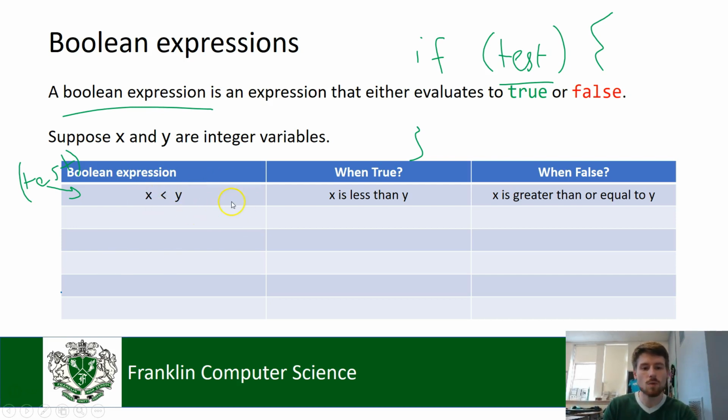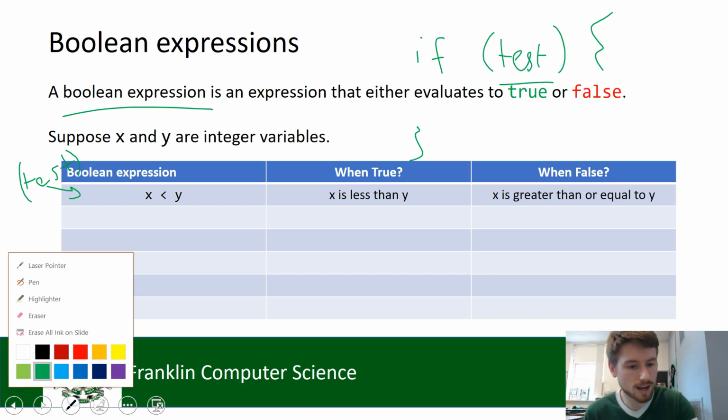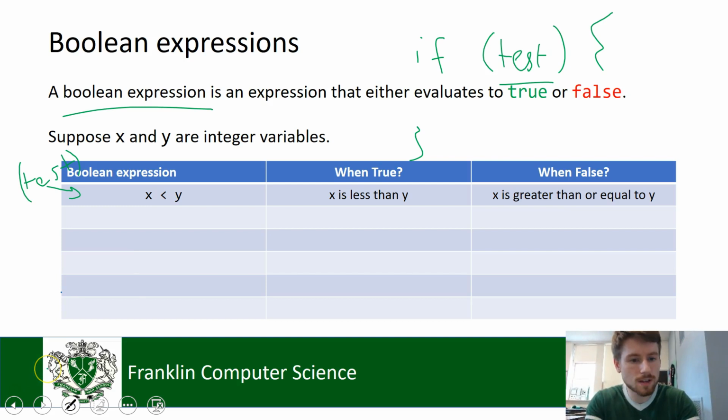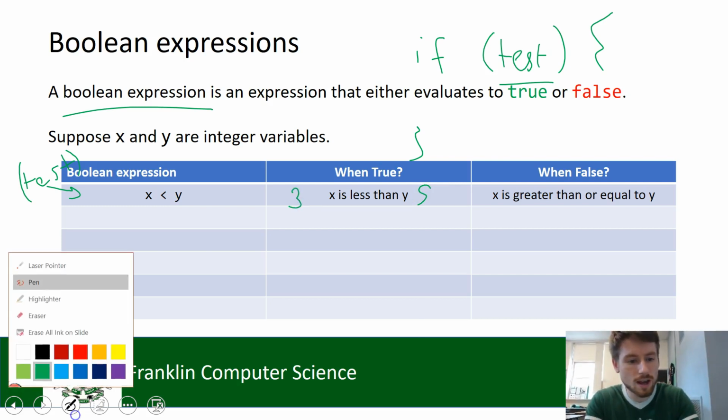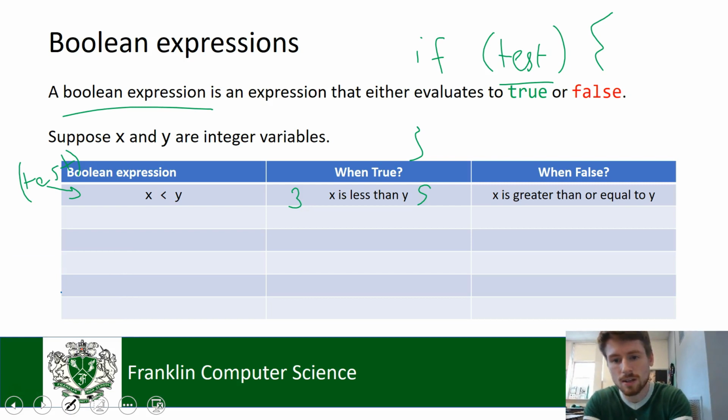We have x less than y. What you think it is is what it is. It's true whenever x is less than y, and it's going to be false when x is more than or equal to y. For example, if y was 5 and x was 3, then that's true. And if x was 10 and y was 4, then x is not less than y, so it would be false. So it's either true or false, no in between.